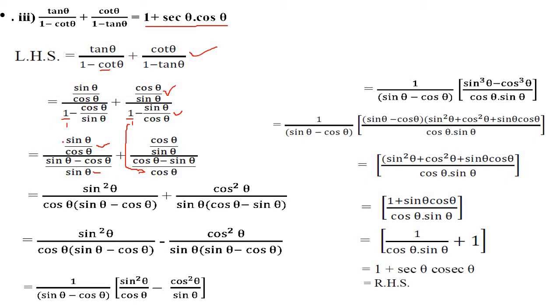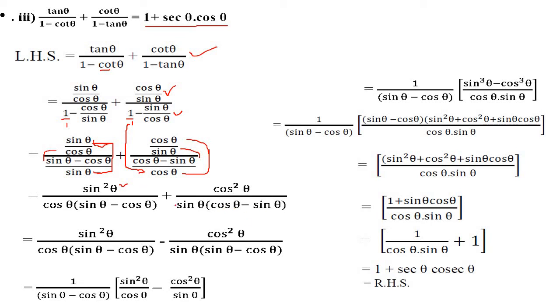You take the reciprocal. If you take the reciprocal, what happens? The sin theta goes to the numerator, it becomes sin square theta divided by cos theta into sin theta minus cos theta. Plus, if you take the reciprocal, cos theta goes to the numerator, cos theta into cos theta, cos square theta divided by sin theta into cos theta minus sin theta.